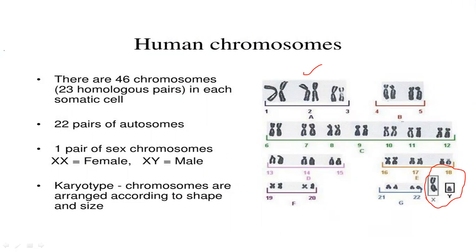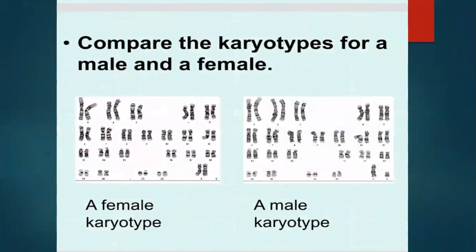So here we can say one more pair of chromosomes, that is X and Y, that is for male. So there are 46 chromosomes, 23 homologous pairs of chromosomes, in each somatic cell. 22 pairs are autosomes and one pair is the sex chromosomes, like XX or XY. So that is the karyotype, in which the chromosomes are arranged according to their shapes and sizes.